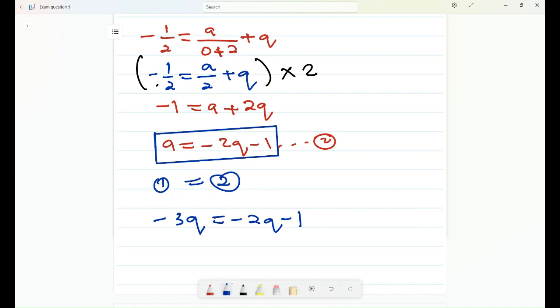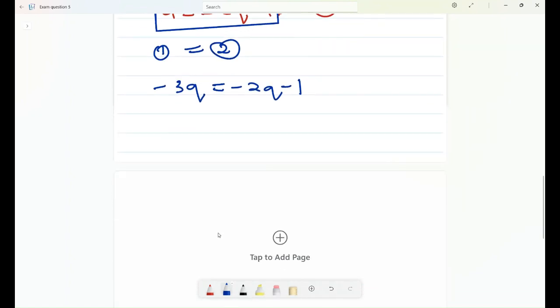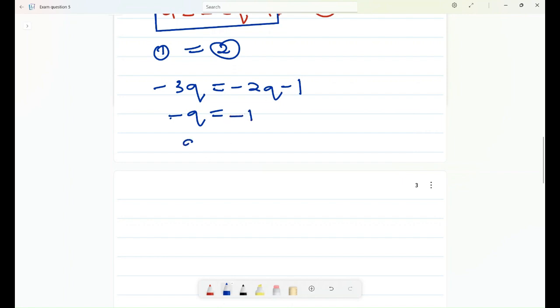Remember, simultaneous, you can do it however. Then when I take this negative 2q to the other side, it is going to be negative q, equal to, when I take this part to the other side, negative 1. Therefore my q, when I divide by negative 1, is 1.